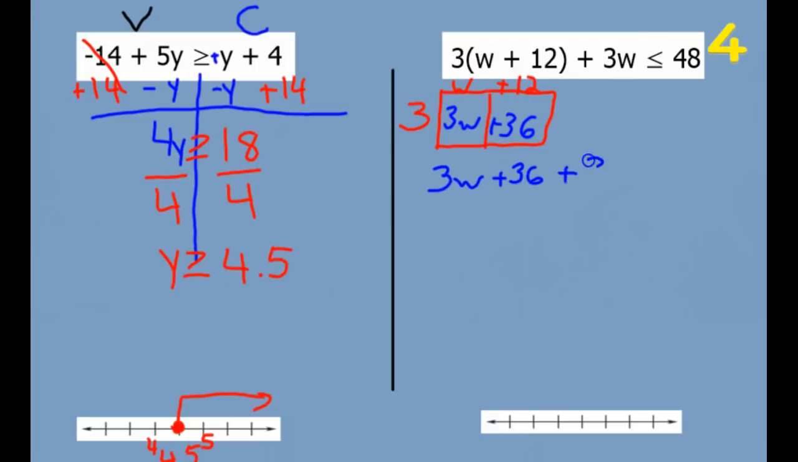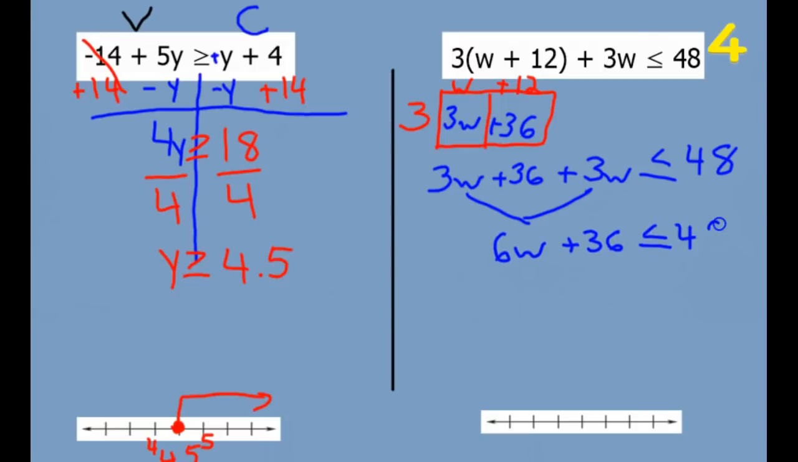plus 3W is less than or equal to 48. Now our next step is to combine our like terms. So 3W plus 3W. 3 plus 3 is 6. That W comes with it, so 6W plus 36 is less than or equal to 48.